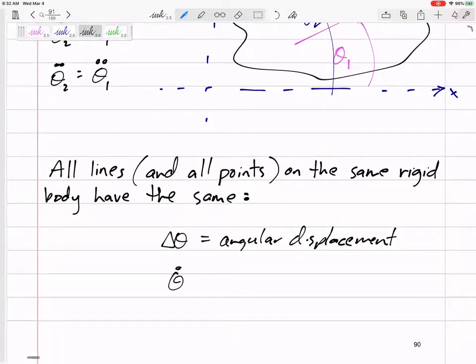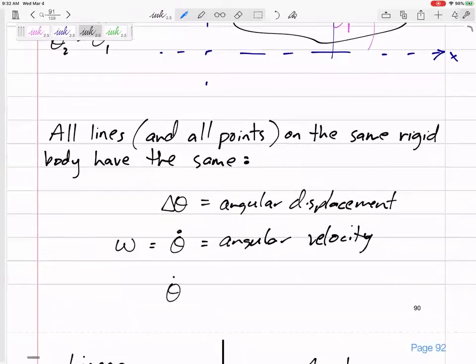They have the same time rate of change of orientation, theta dot. So if I took the derivative of its orientation, then how much does its orientation change per unit time? This would be its angular velocity. We're going to call that omega, the Greek letter omega. It's angular velocity. And y'all are smart. What do you think theta double dot is?